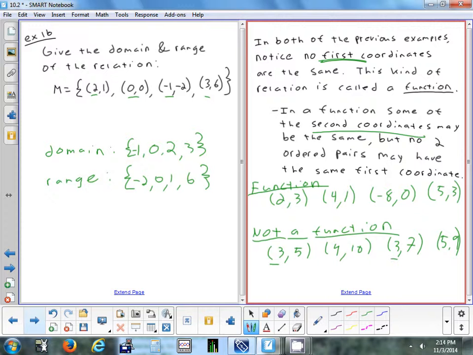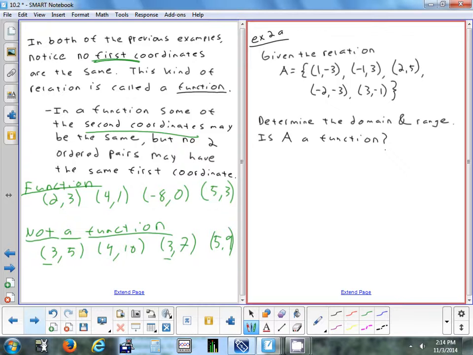So, both of these are relations. Okay? The top one is a relation, the bottom one is a relation. The difference is, the top one is a relation that is a function, the bottom one is a relation that isn't. Okay? So relations can be one of two types: functions, not functions. All right, so this is similar to what we did before.